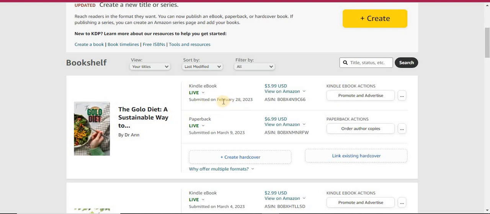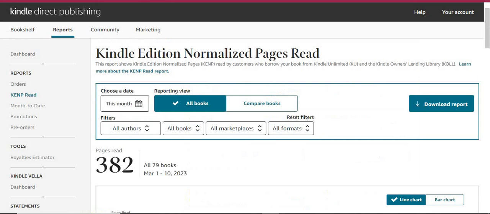They published this book on February 28, 2023. And today is the 10th of March 2023, which means just in 10 days, this book has gotten all this. You can see the paperback. I just published the paperback yesterday, on the 9th of March. And the Kindle was published on the 28th. So you can see this book in just 10 days has this much.